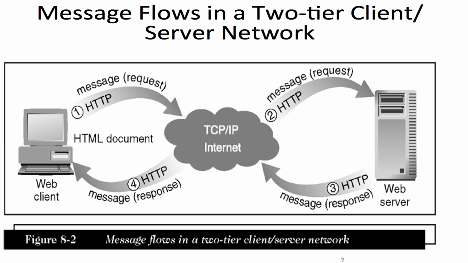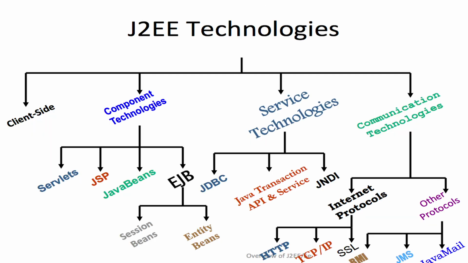So by using this TCP/IP, we are getting the message, we are getting the response, as well as we are requesting to the server. So this is a two-tier client-server network. Now J2EE technology. In detail you can see the J2EE technology.